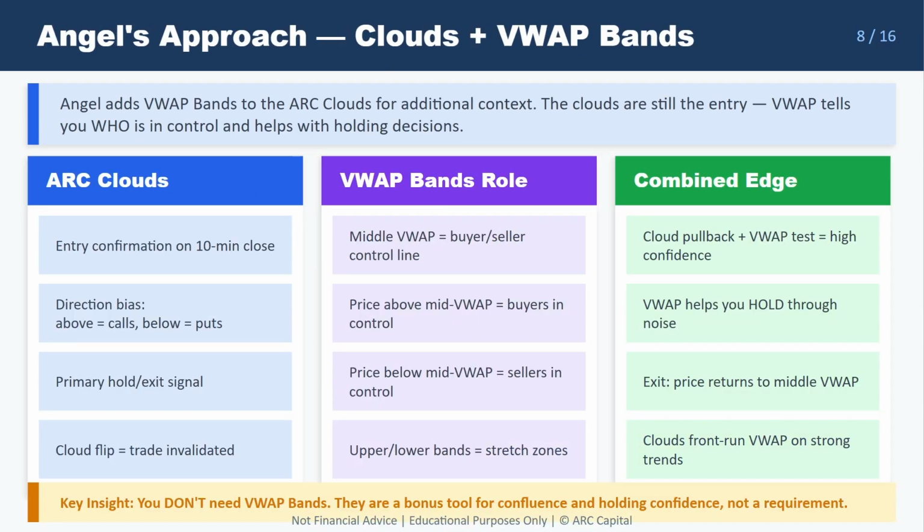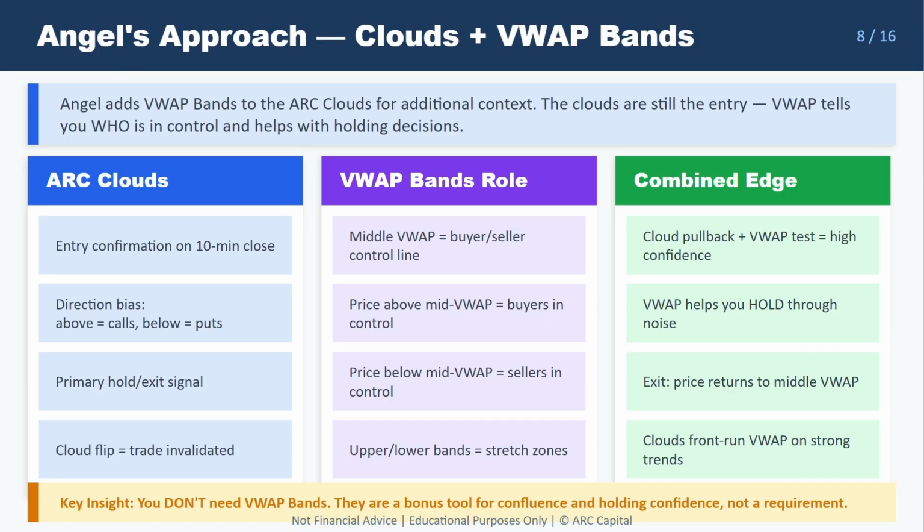So my approach, the clouds plus the VWAP bands. I add the VWAP bands to the clouds for additional context. The clouds are still the entry. VWAP tells you who's in control and helps with holding decisions. So the ARC clouds are your entry confirmation on the 10-minute close. Your directional bias: if price is above the cloud, this equals calls. If price is below, this equals puts.